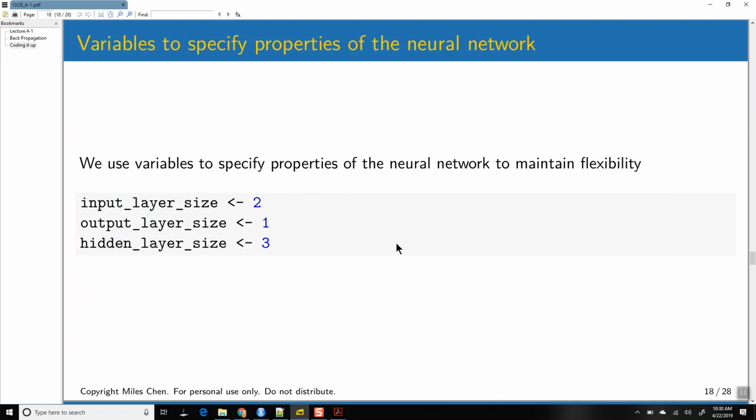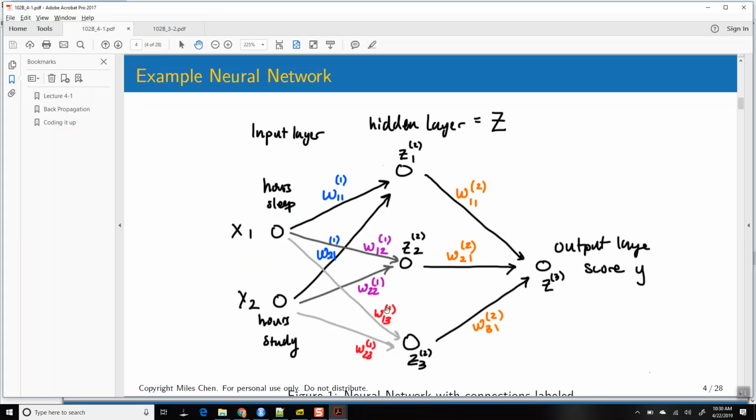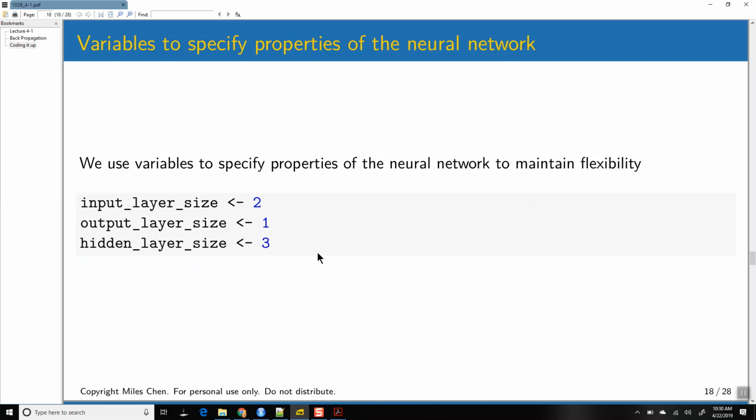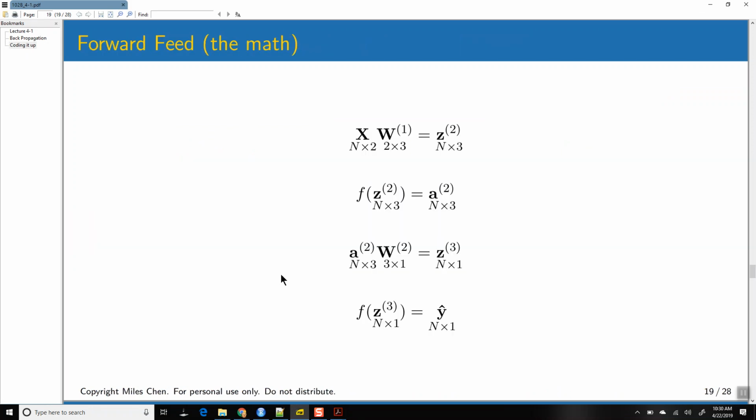And then here I write input layer size, output layer size, and hidden layer size. I leave these as variables in case I want to be flexible later. Okay, right now I've got 2 inputs x. My hidden layer has 3 nodes, and then our output has 1 node. By leaving these as variables, I can flexibly change my network.